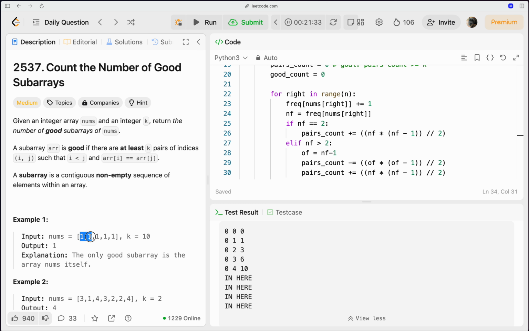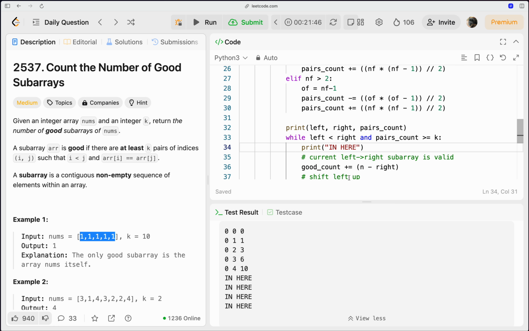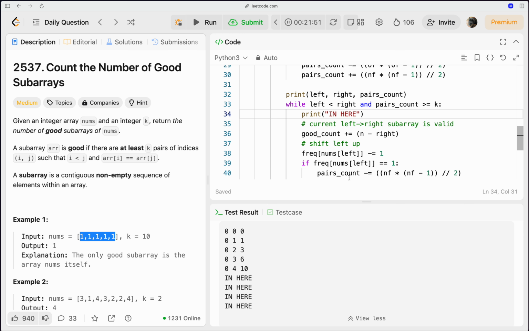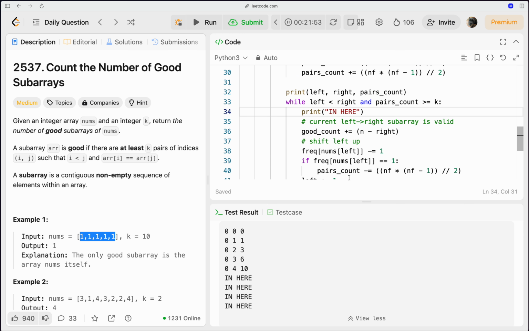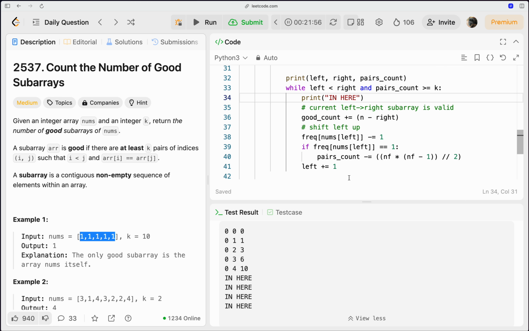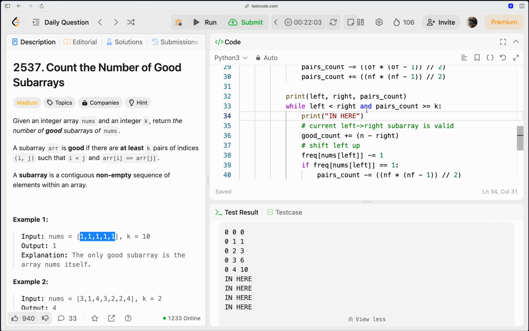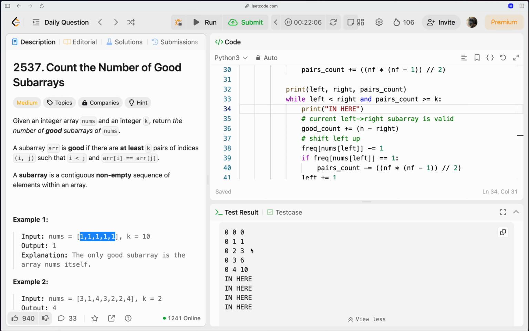So from 0 to 1, there's 1 pair. From 0 to 2, there's 3 pairs. From 0 to 3, there's 6 pairs. From 0 to 4, there's 10 pairs. Pairs count has to be greater or equal to k. But then I have my pairs count here and it's not. So why would it go so many times?